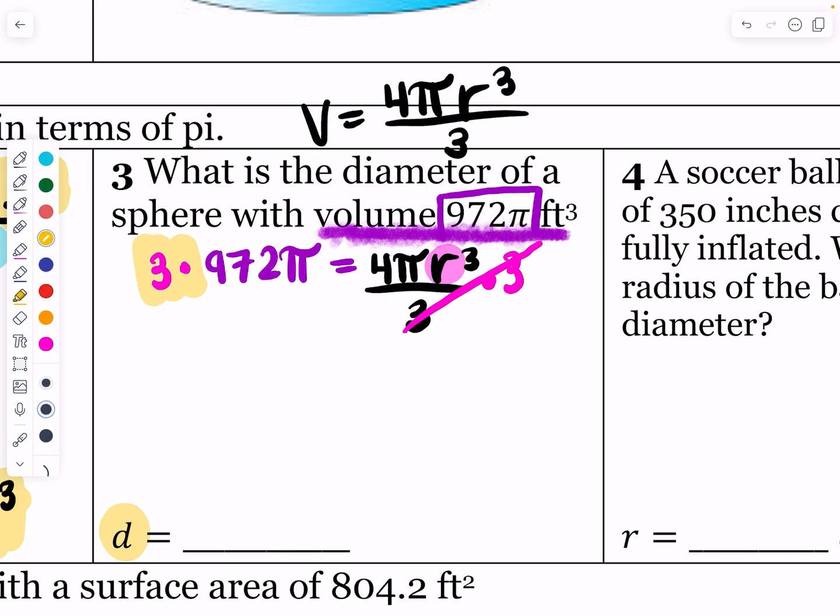So you're going to type that into your calculator. Let's leave this in terms of pi. There's a reason we're doing that for now. 3 times 972 is going to be 2916 pi. I'm looking ahead and just seeing that there's going to be a pi that cancels out from both sides. You could have gone ahead and typed in the pi, and it would work the same way, and so that's totally fine.